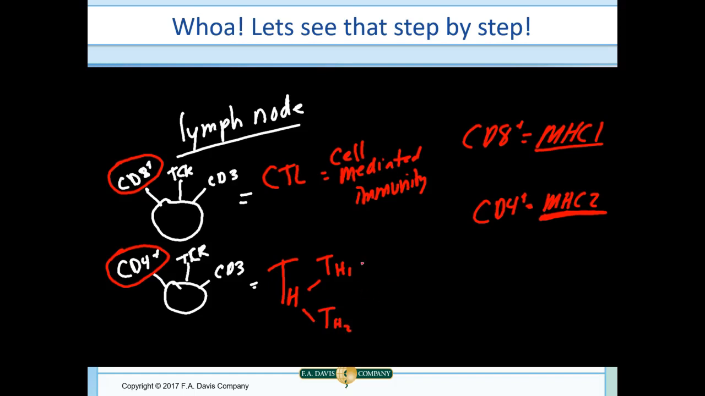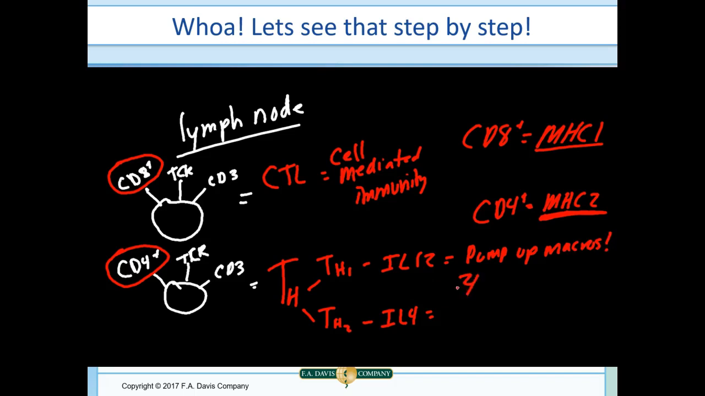Two different types. T helper cells will differentiate into T helper 1 cells through interleukin 12. And then T helper cells will differentiate into T helper 2 cells via interleukin 4. So what are the two different types? Well, type 1 helper T cells are going to pump up macrophages.